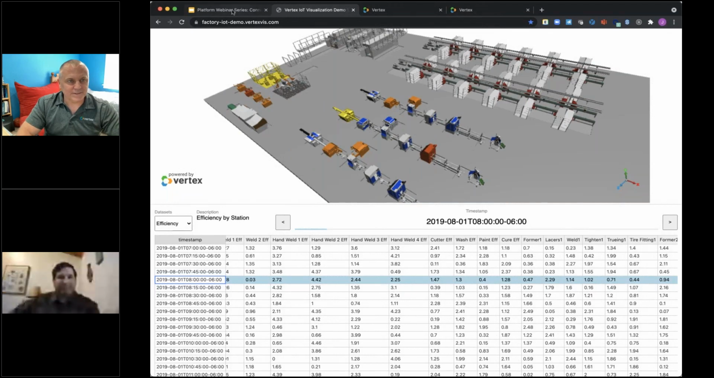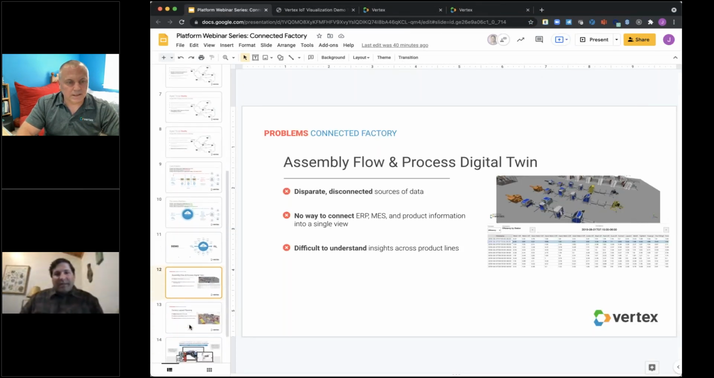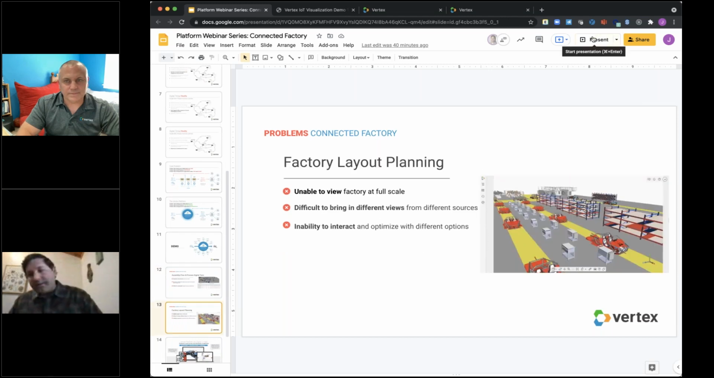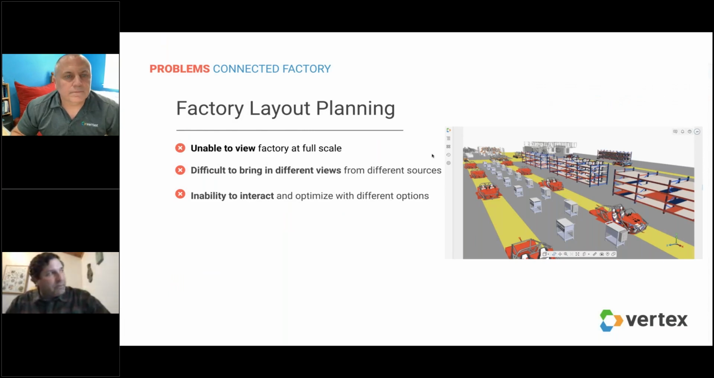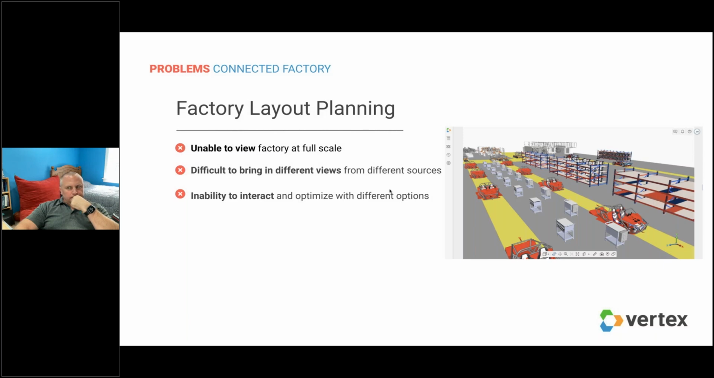I'll throw it back to you, John, for the other one. Yeah, thanks, Jim. And lastly, we'll look at this challenge when it comes to factory layout and planning. Back in my previous role, when we had the ability to flex systems, it was always very challenging to understand how we could optimize our process flows, gain a complete view, and be able to modify that.